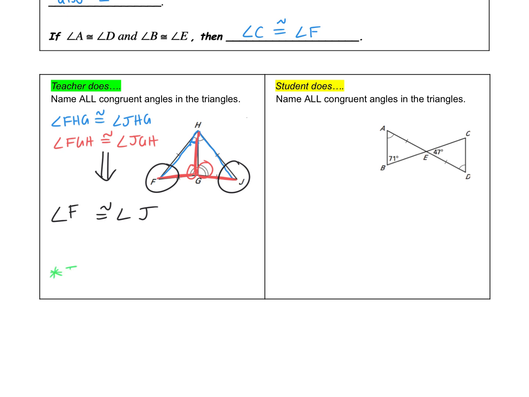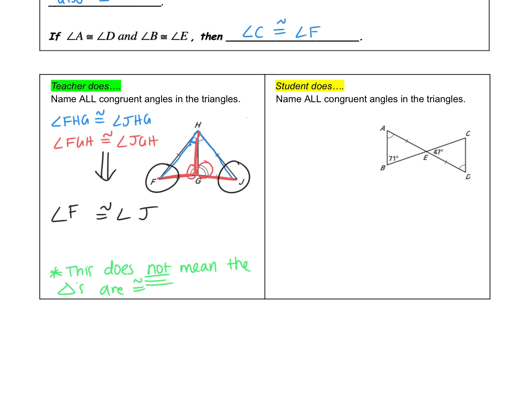This does not mean that the triangles are congruent. Just because we have 3 angles congruent does not mean that the triangles are congruent. They could be, but not necessarily. I would like you to do that second one, please. Name all the congruent angles in the 2 triangles.